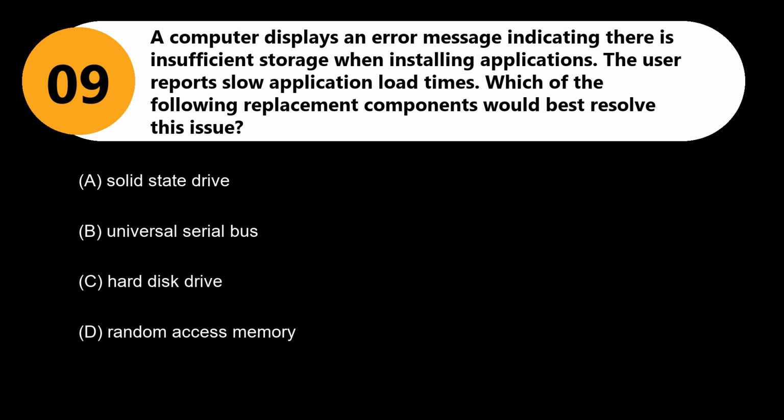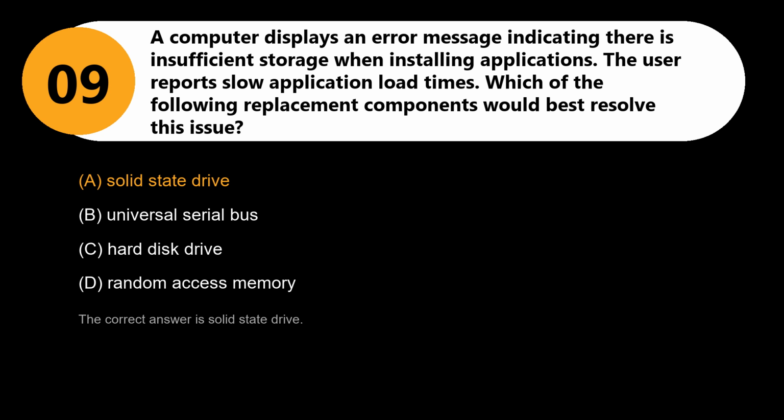Option A, solid-state drive. Option B, universal serial bus. Option C, hard disk drive. Option D, random access memory. The correct answer is option A, solid-state drive.